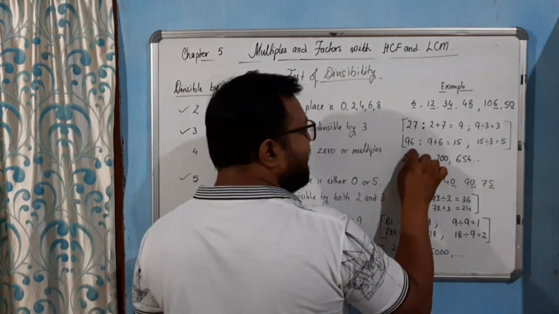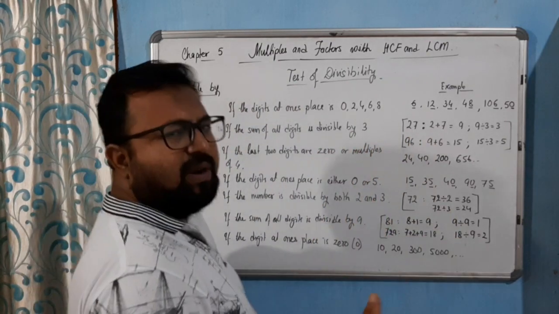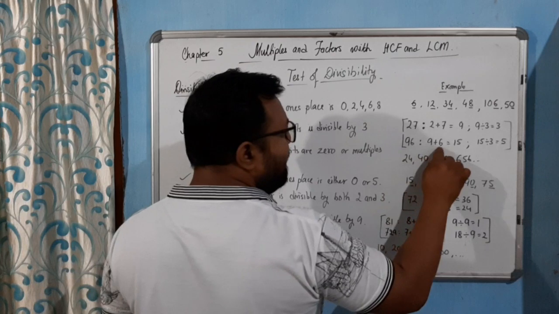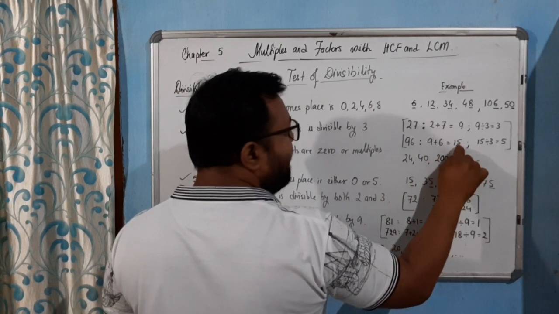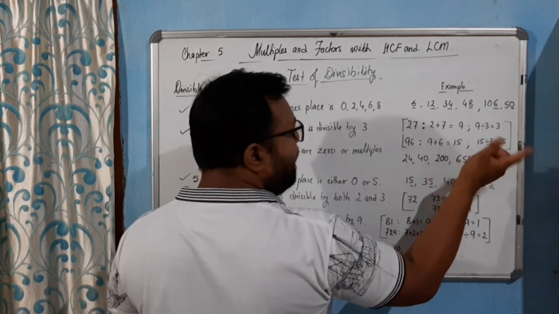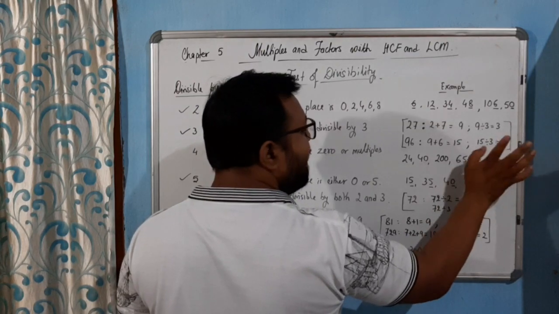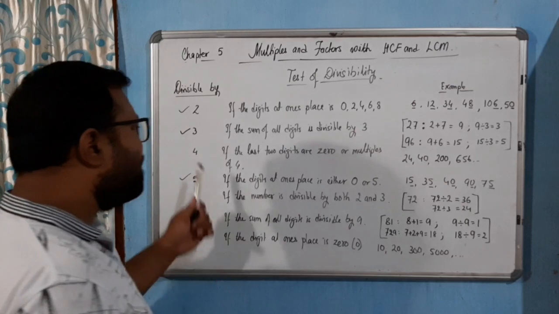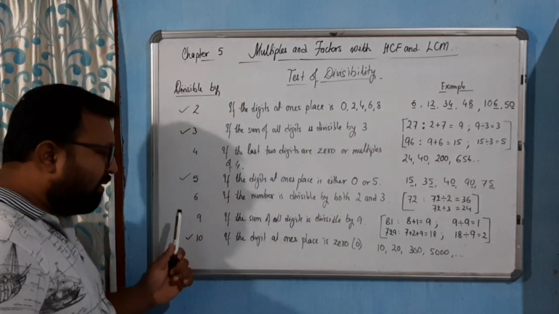Let's take 96, or any big number, whatever. Simply what you will do, add the digits. Here 96: 9 plus 6 gives you 15. And 15 is a multiple of 3. Or if you try to divide by 3, you will get 5. So this 96 is also divisible by 3. I hope you have understood about 3. The same thing about 9 also.